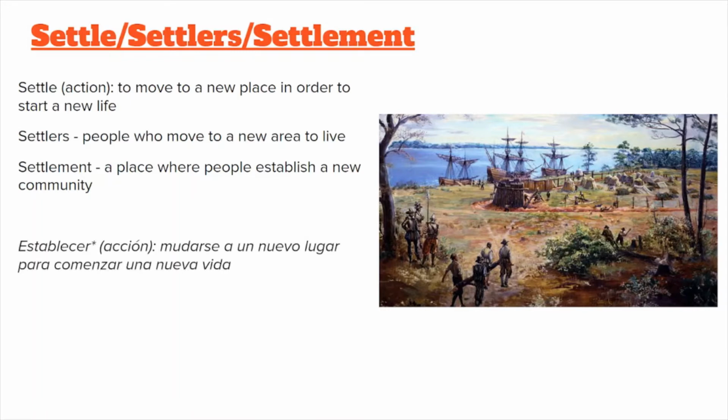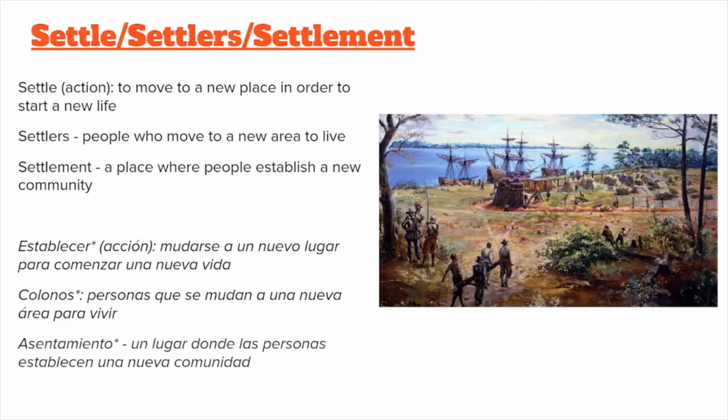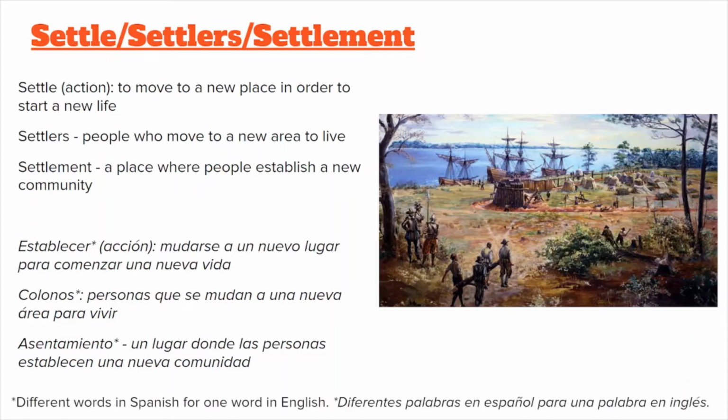So settle is establecer, es una palabra de acción. Mudarse a un nuevo lugar para comenzar una nueva vida. Colonos, personas que se mudan a una nueva área para vivir. Y asentamiento, un lugar donde las personas establecen una nueva comunidad. And so you can see here that there are different words in Spanish for one word in English. Diferentes palabras en español para una palabra en inglés.